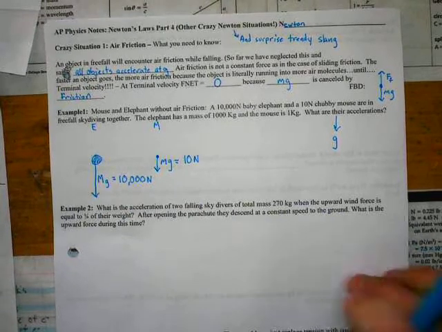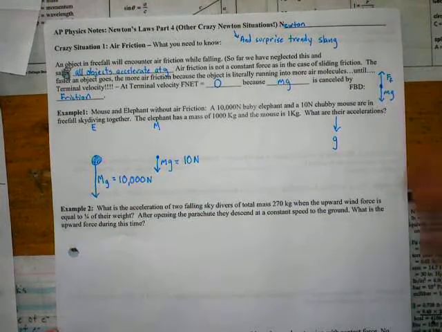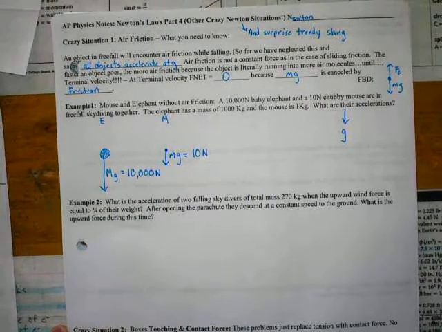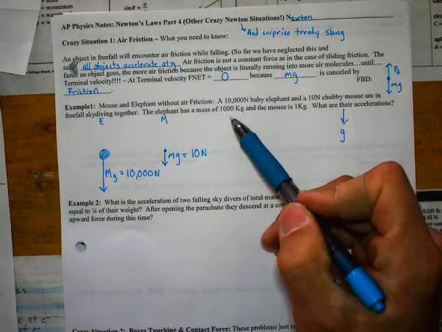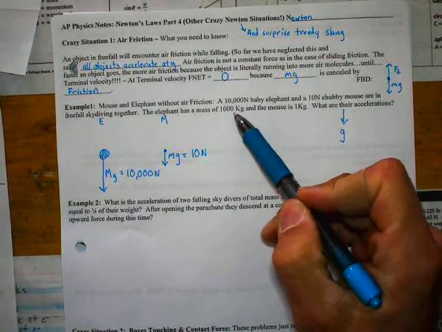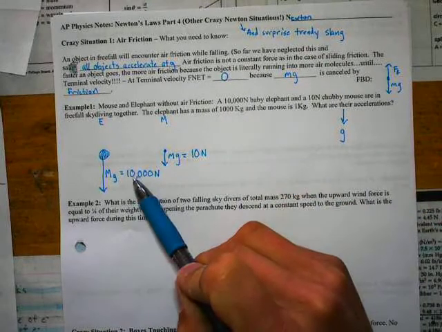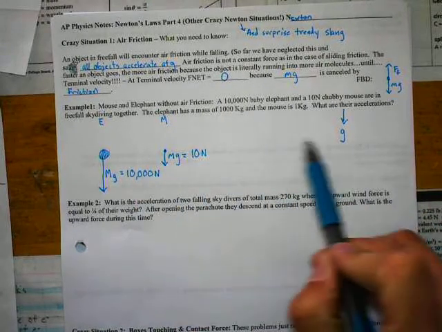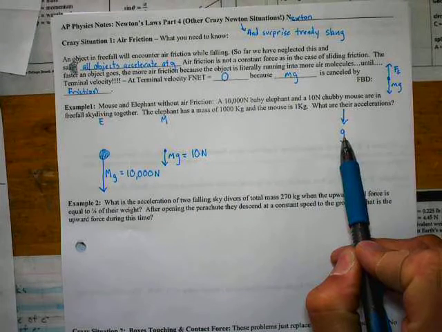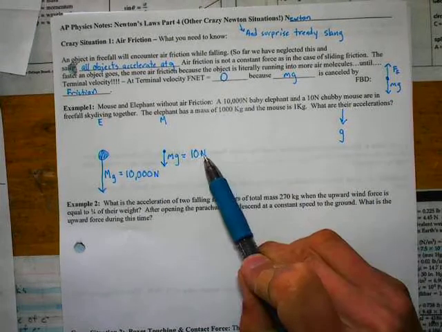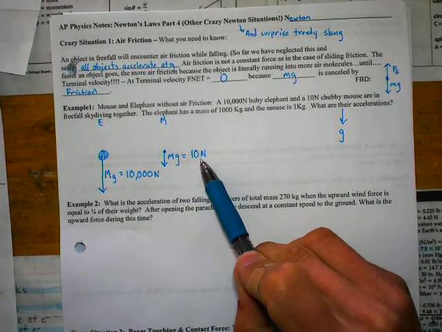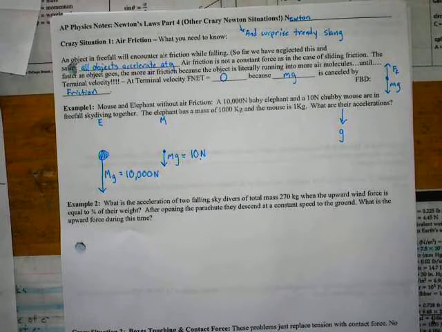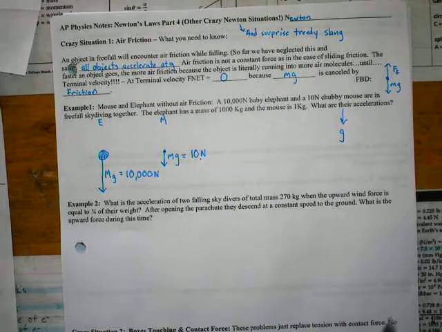So, different forces but same acceleration. Now, why would that be? It's because of inertia. An elephant of 1,000 kilograms takes more force to accelerate at little g than a mouse would. A mouse is only 1 kilogram. It doesn't take as much force, only 10 newtons to accelerate at little g. Okay, so now the new stuff.